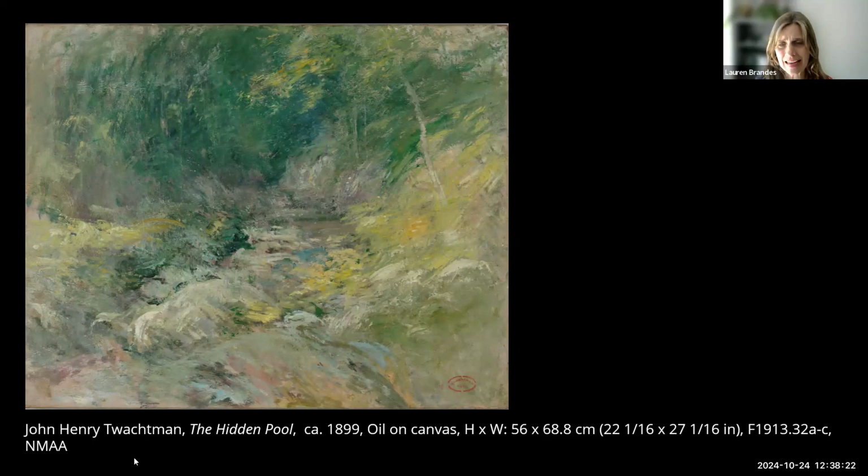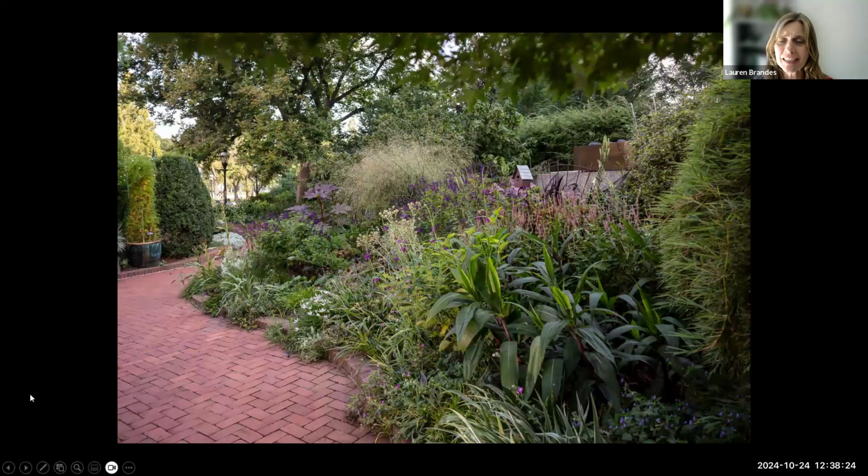You can go to the next slide, which is really just a contrast. Obviously, this is a photograph, so it's going to have a sharper resolution to it. And I know that this is a self-selected group who already is interested in gardens and plants and art.